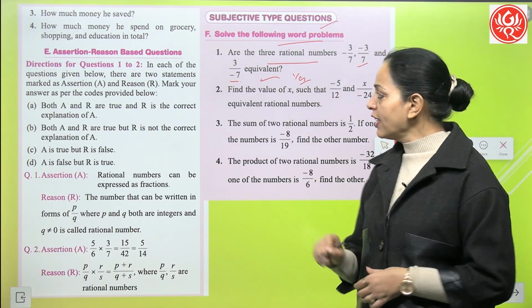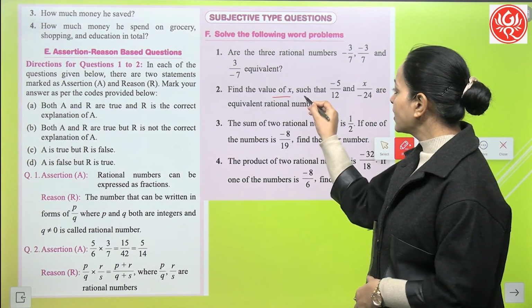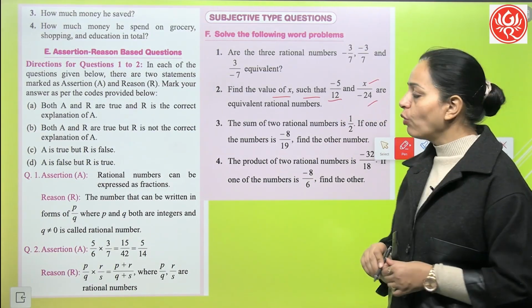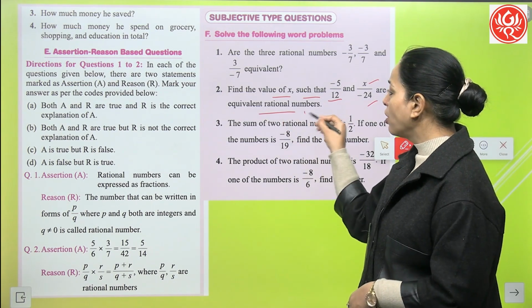Okay. Now the second one, find the value of x such that minus 5 upon 12 and x upon minus 24 are equivalent rational numbers.